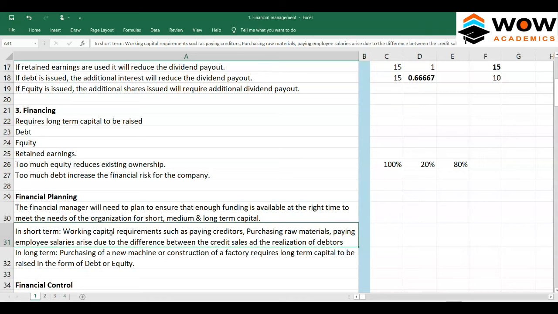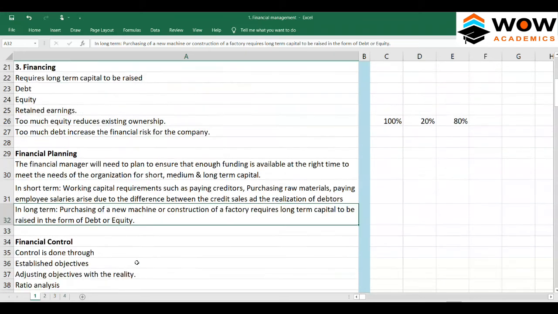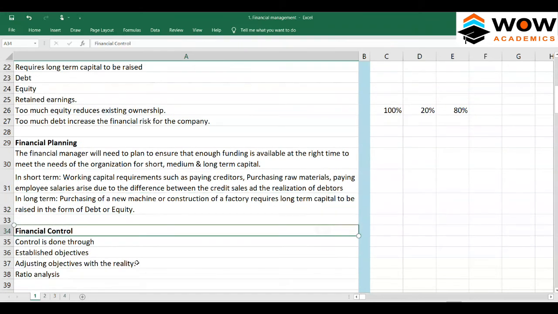So the next one is the long term. In the long term, the financial manager will help with things like purchasing a new machine. He will think about which is the ideal machine to purchase. Not technically, but only from the financial angle. Construction of a factory, and from where we are going to raise this capital, and whether it's going to be in the form of debt or equity. Within debt and equity also there are several types. So which type are we going to select? That would be the concept here.